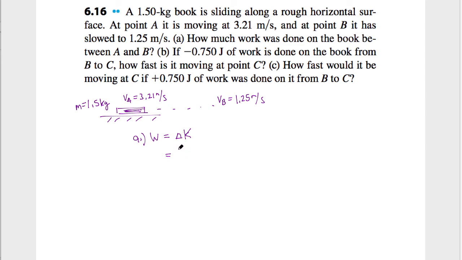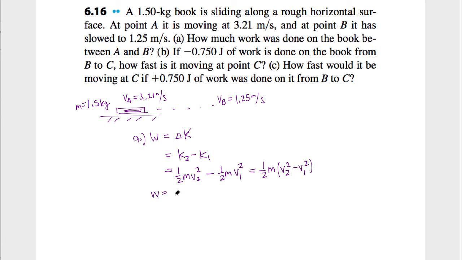Since this is changing kinetic energy, that would be K2 minus K1, which we can rewrite as 1/2 times the mass times the square of the final velocity minus 1/2 times the mass times the square of the initial velocity. Now, I can rewrite this as both include the same mass and the 1/2, as 1/2 mass times the square of the final velocity minus the square of the initial velocity.